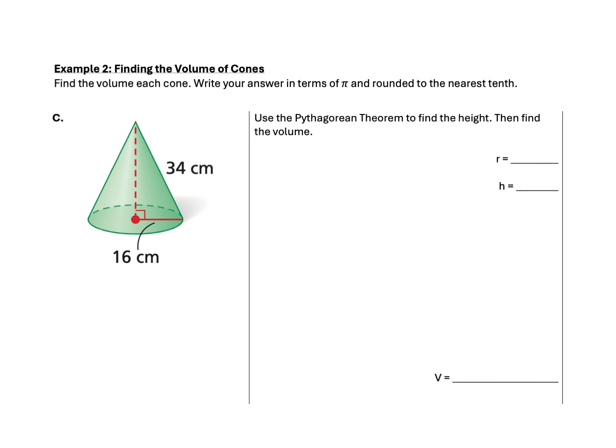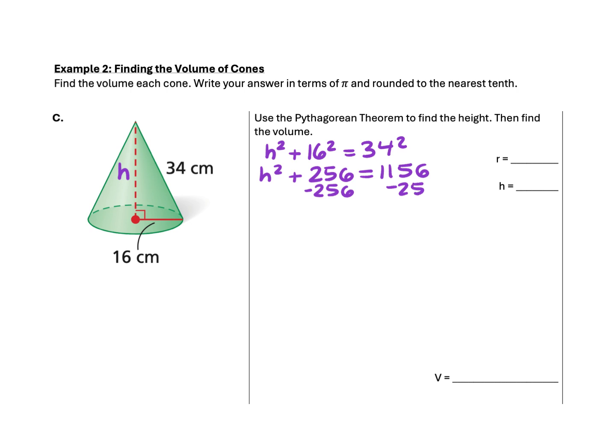Here's one final example. In this cone, once again, we have the slant height and we need the height. So just like the previous problem, we can set up the Pythagorean theorem, h squared plus 16 squared equals 34 squared. Use your calculator to square those values. And then I will subtract 256 on each side to get h squared alone. So now h squared is equal to 900. Take the square root of 900, and we'll have the height equal to 30. So our height is 30.